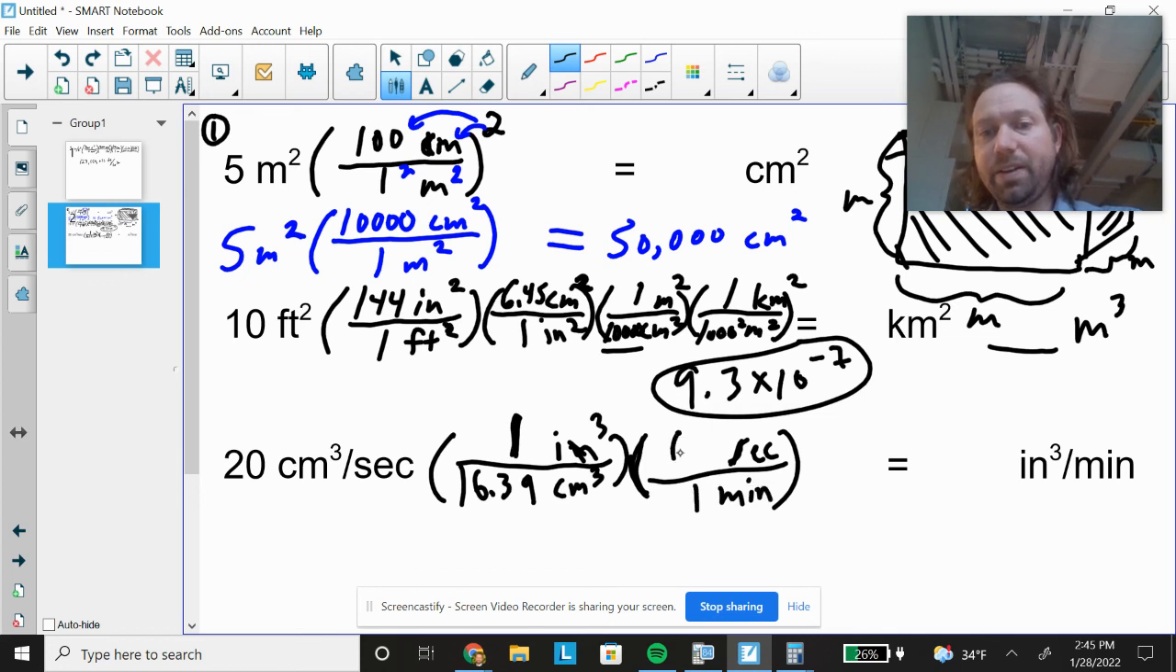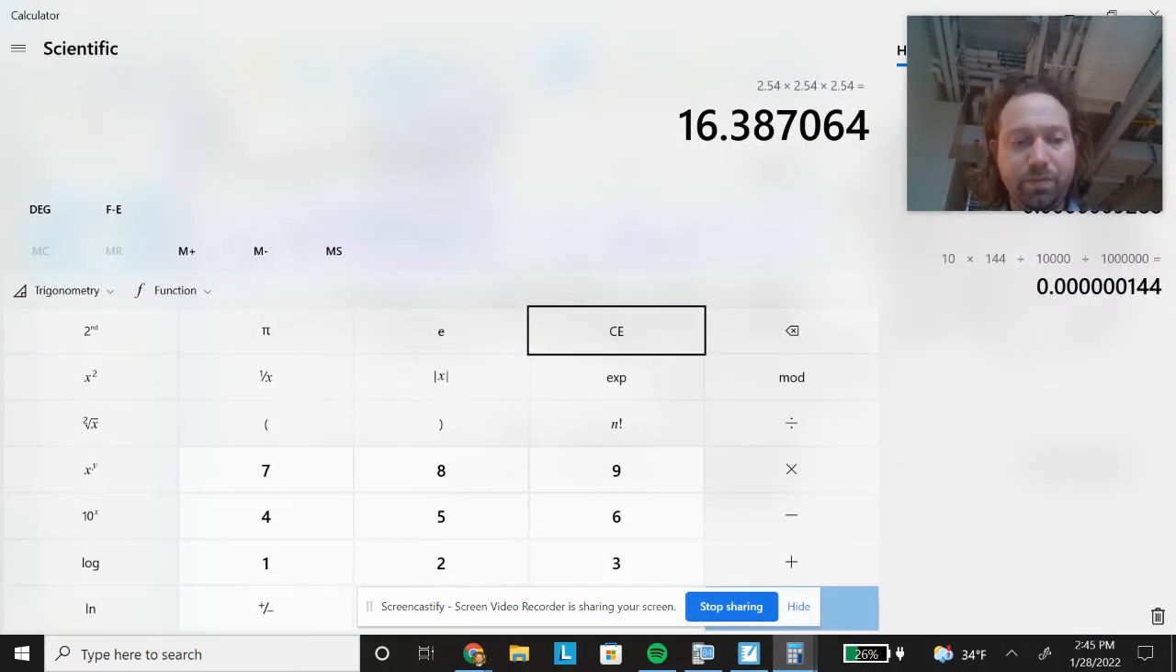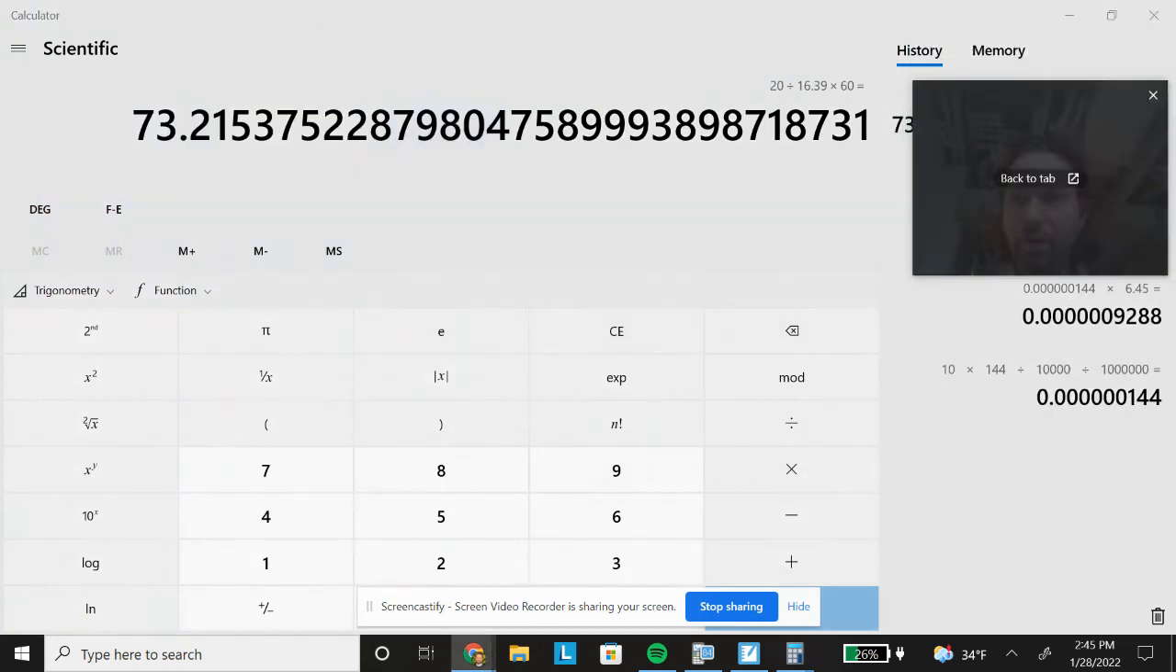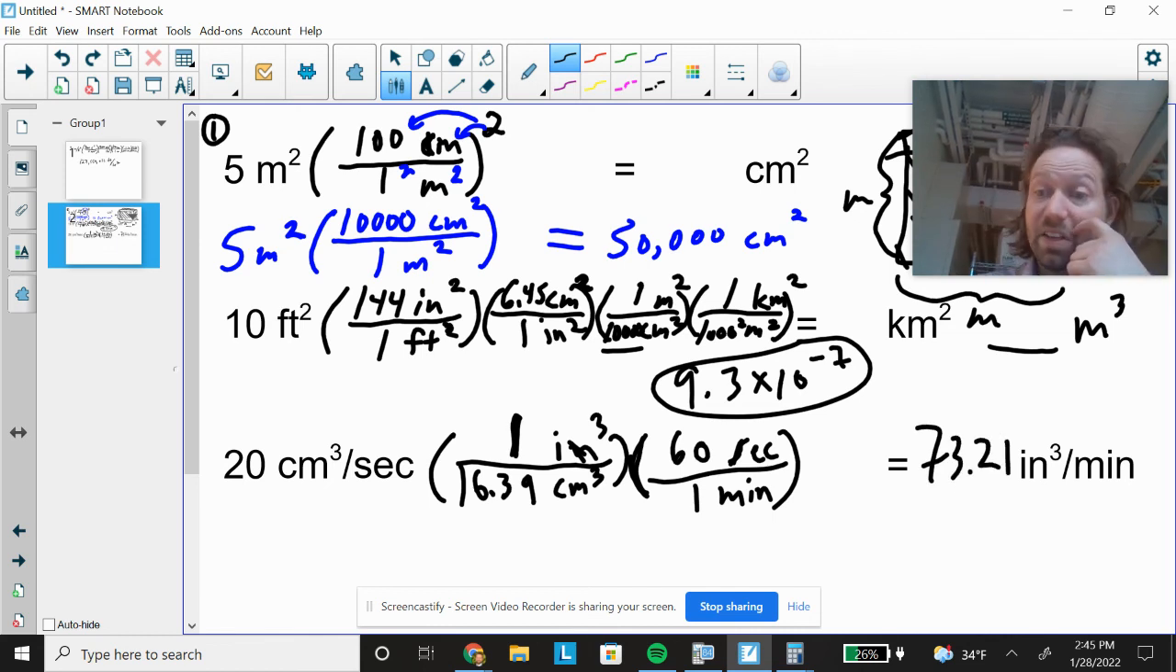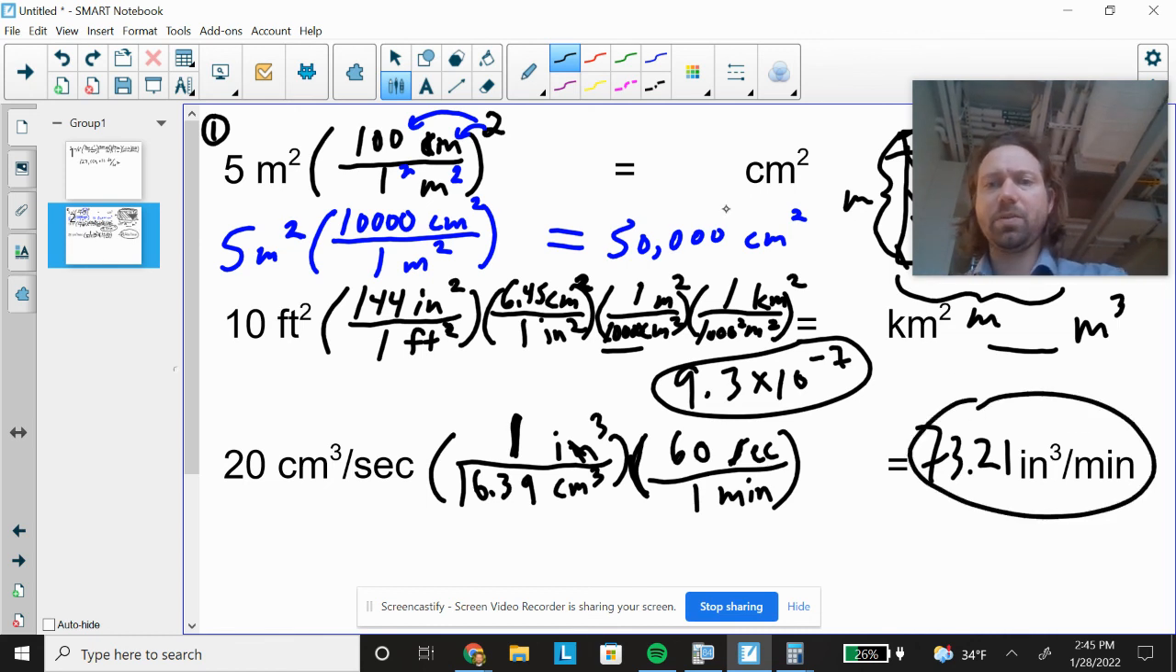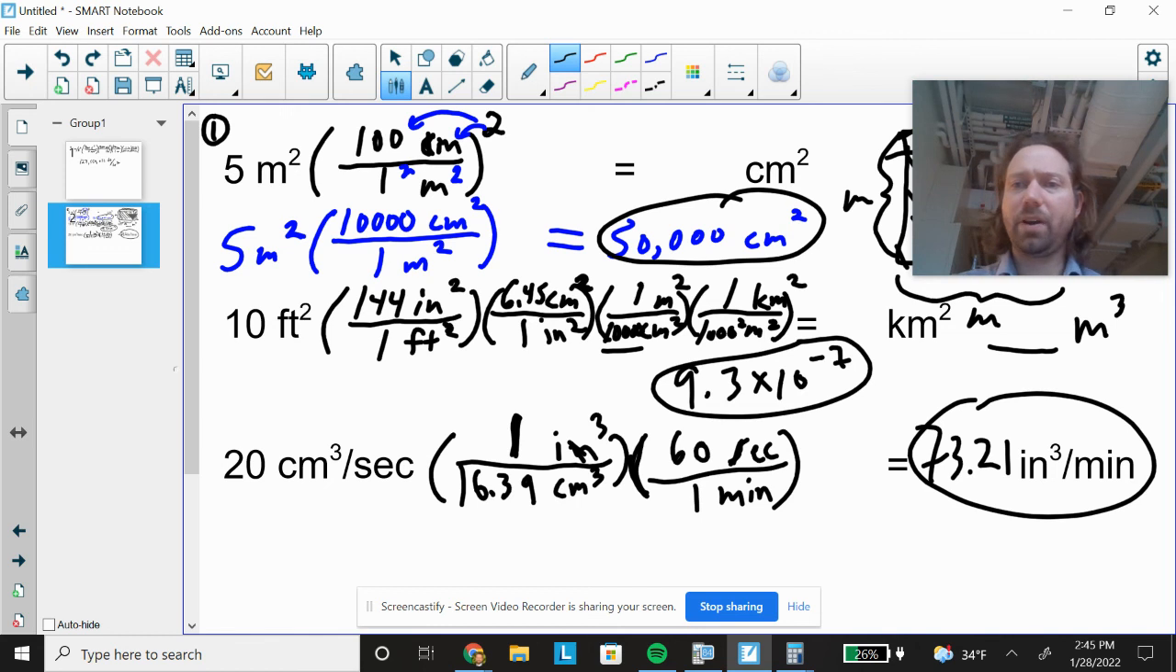And that's 1 minute and 60 seconds, right? So my final answer would be 20 divided by 16.39 times 60. That's 73.21, and that is inches cubed per minute. Okay? So there we are. Those are our 3 answers, and that's how we solve problems that have squared and cubed in them to convert.